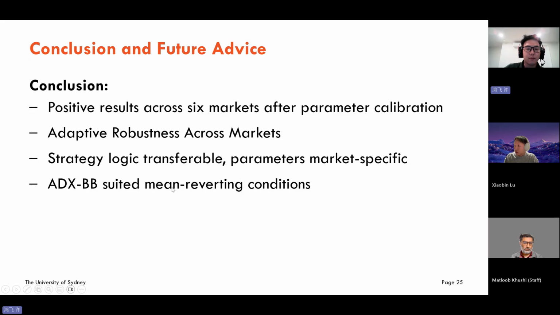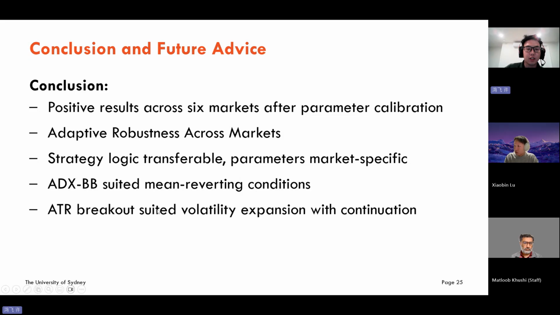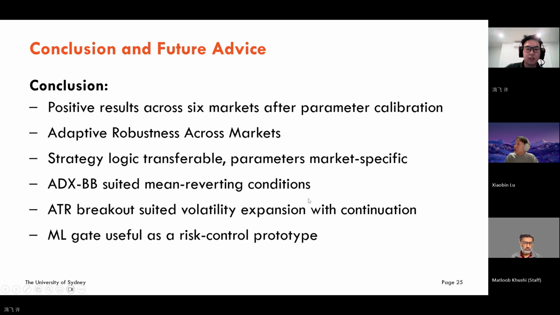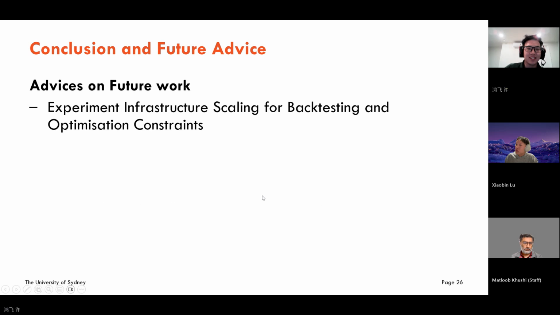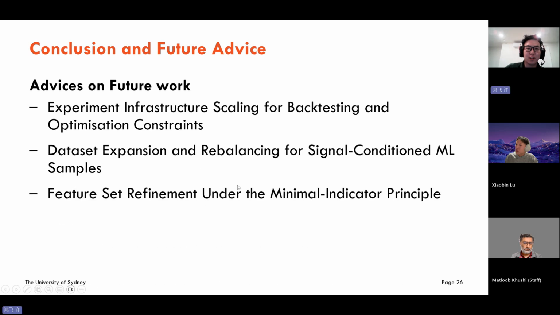ADX Bollinger Band suits mean-reverting conditions, and ATR breakout suits velocity expansion with continuation. Machine learning is promising. And the advice on future work is always a better computer, more compute, better configuration, and more tries. That's all. Thank you.